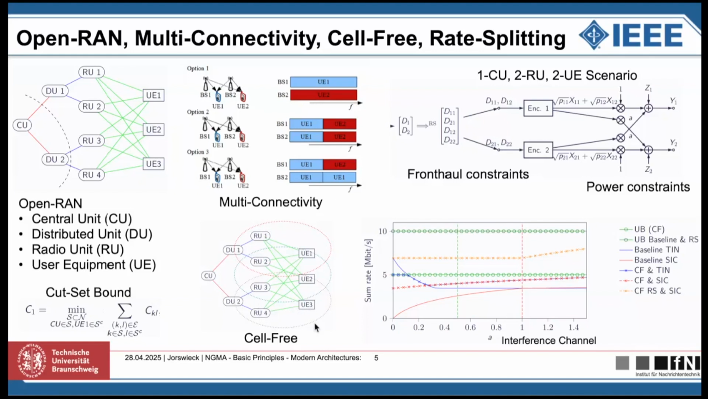And the techniques that are developed for the multiple access and broadcast channel are very well suited to achieve the so-called cut-set bound. And I have brought one example on the right-hand side where we can achieve the cut-set bound for a simple scenario with one central unit, two access points, and two users. If you want to get more information, please take a look at the corresponding publication.